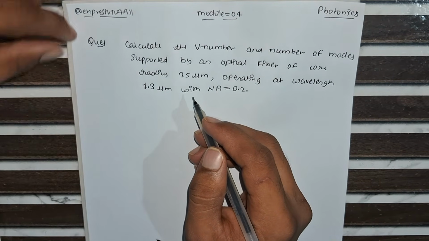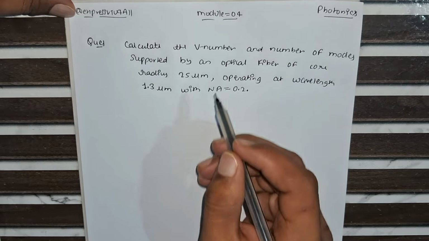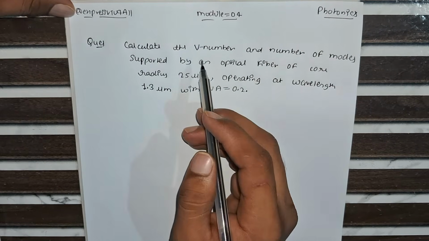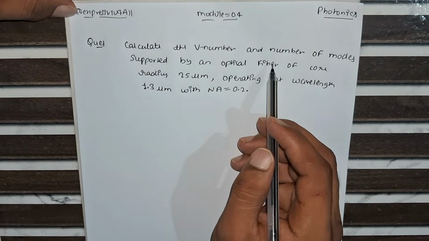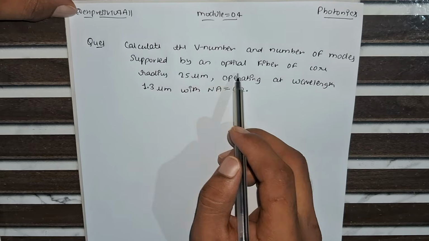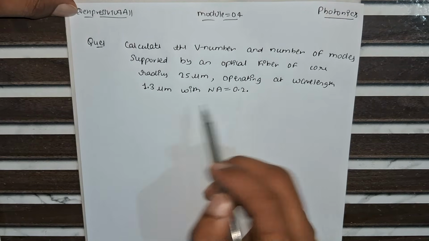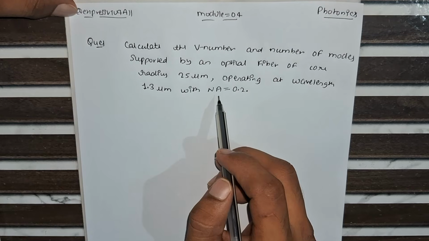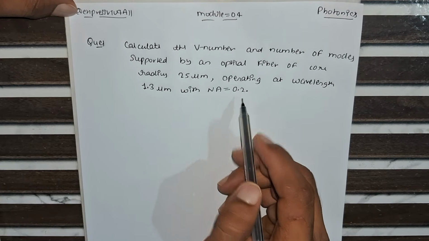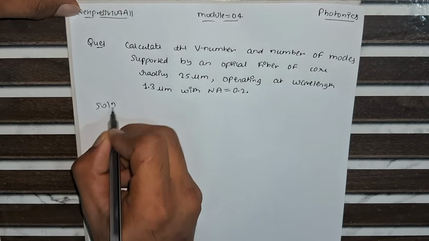In this video, we are going to solve a very important problem from Module 4 Photonics. So the question is, calculate the V number and the number of modes supported by an optical fiber of core radius 25 micrometer operating at wavelength 1.3 micrometer with numerical aperture equal to 0.2. So now let's solve this question.